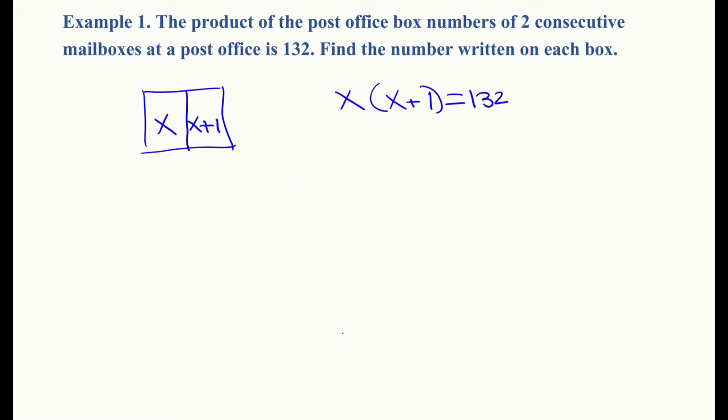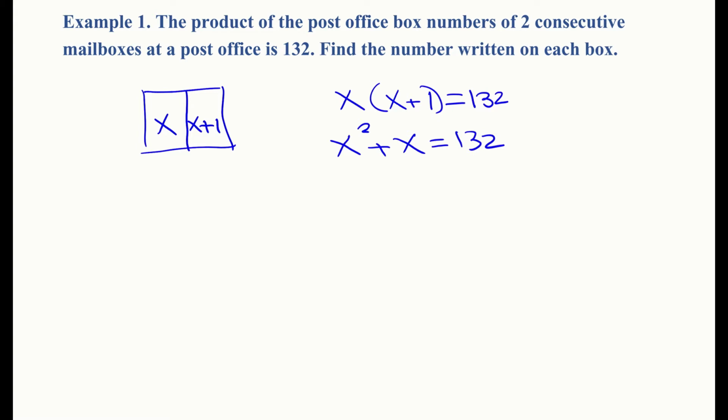Okay, so now it's a matter of simply solving this equation, which shouldn't be too difficult for us at this point. All right, so we're going to follow the procedure we learned in our previous video, which is we're going to basically simplify both sides first. So here we'll just distribute: x squared plus x equals 132.